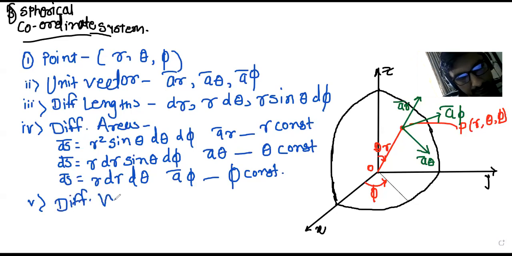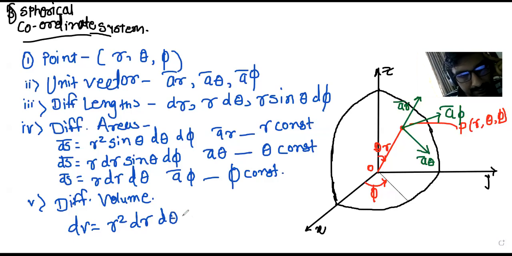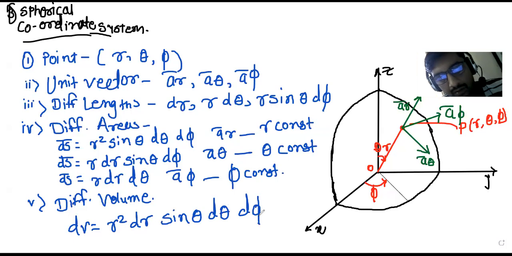Differential volume. So here you can write dv. dv is equal to r square dr d theta. Sorry, before that, sine theta is to be written. So r square dr sine theta d theta d phi. So this is the differential volume for the spherical coordinate system.